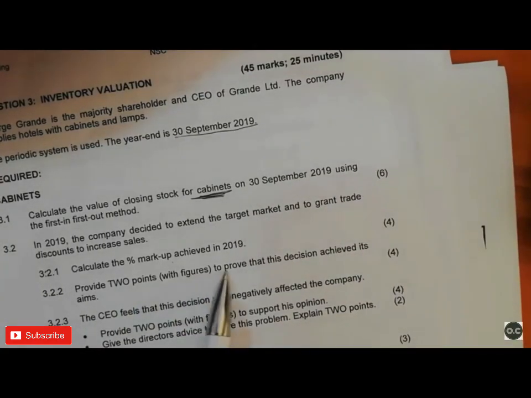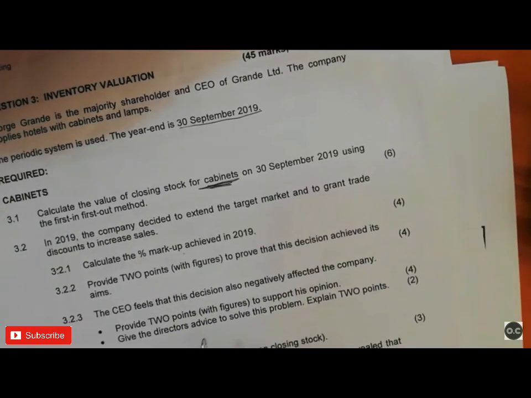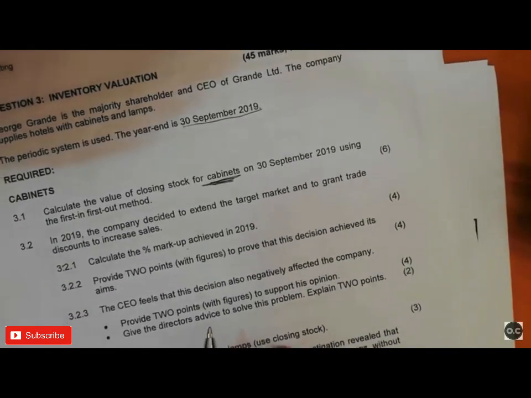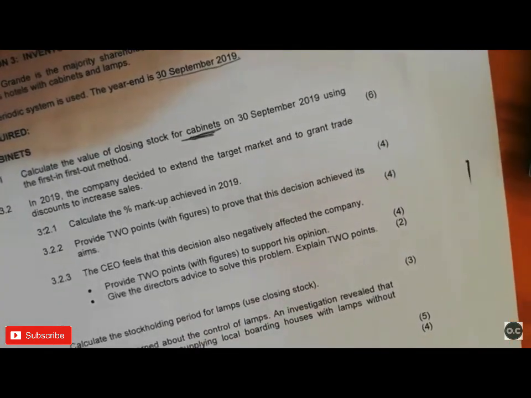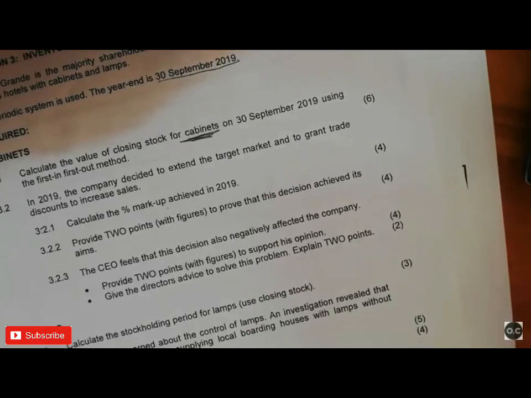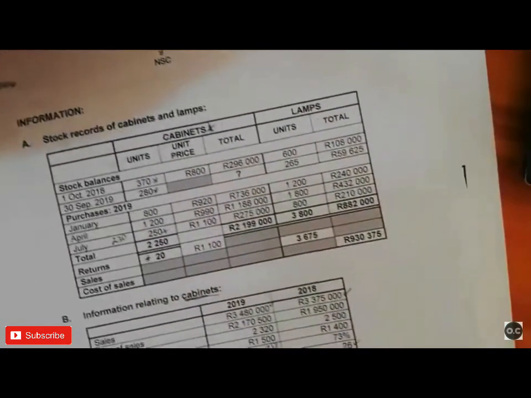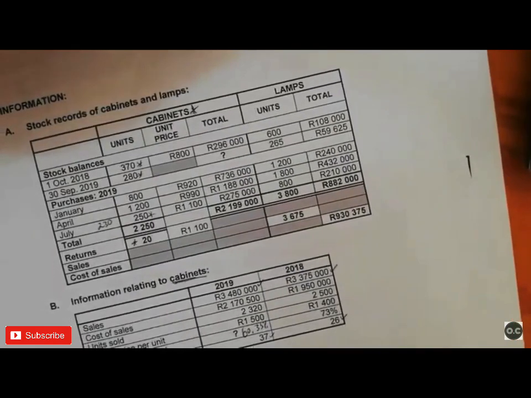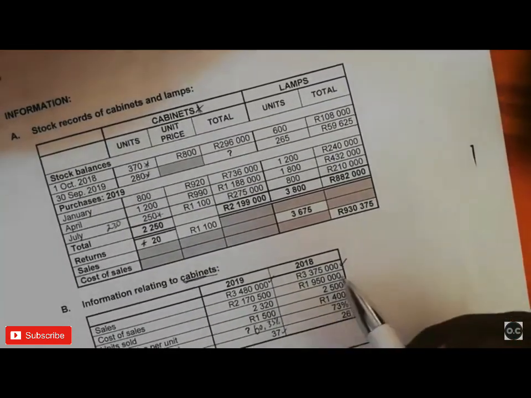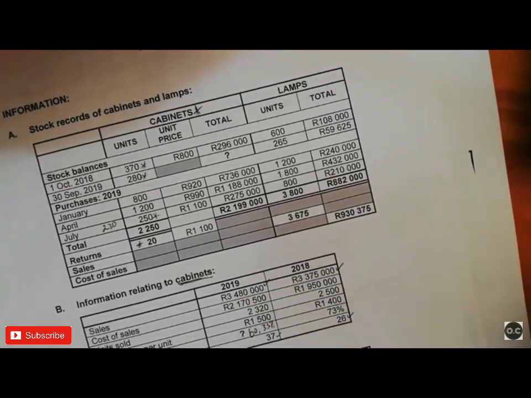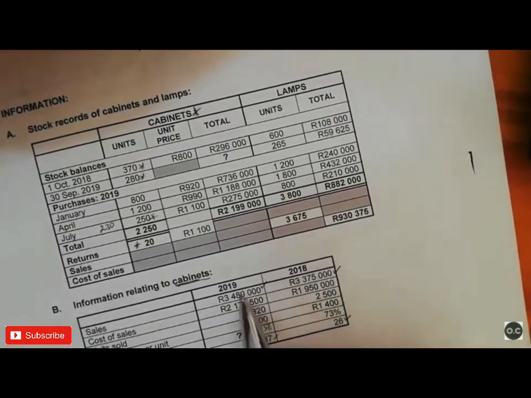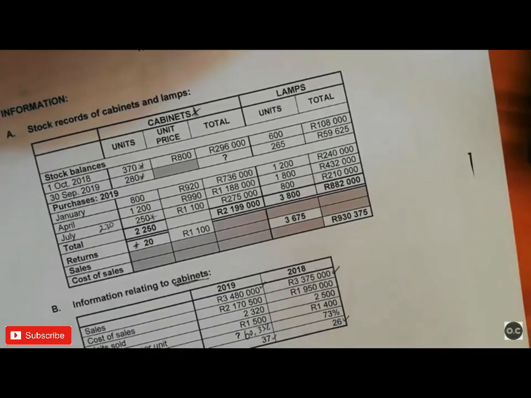Provide 2 points with figures to prove that this decision achieved its aims. Here you just have to look at the information you've been provided with, and then consider which information supports the idea that their method to increase sales worked. Well, you look at sales first. It's only logical, right? You first look at sales and ask, did sales actually increase? From 2018 to 2019, yes, sales did increase. So you can use that. You can quote these 2 to support that it worked.